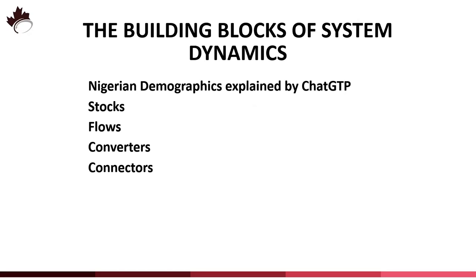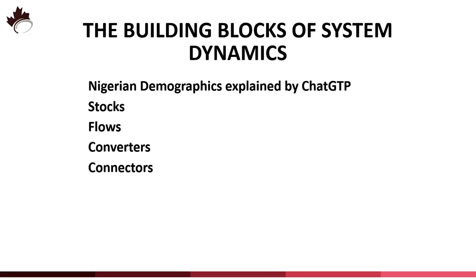So it was funny, like I was telling Kalichi before we started, that I just registered for a user name for ChatGPT, and so I asked ChatGPT to explain system dynamics, stocks, flows, converters, and connectors in terms of the demographics model of Nigeria. And this is what it said. I thought this was really good. It said, sure, here's an explanation of system dynamics, stocks, flows, converters, and connectors in a demographic model of Nigeria.